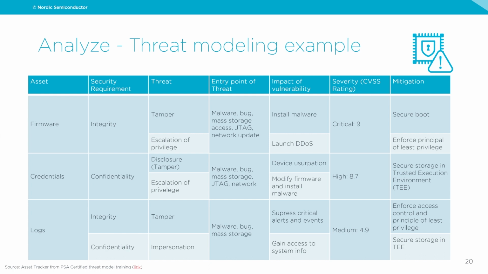The severity calculation is a little bit lower for these threats. As mitigation for integrity, the recommendation is enforcing access control, and again the principle of least privilege. And against impersonation, the mitigation is secure storage in the trusted execution environment.